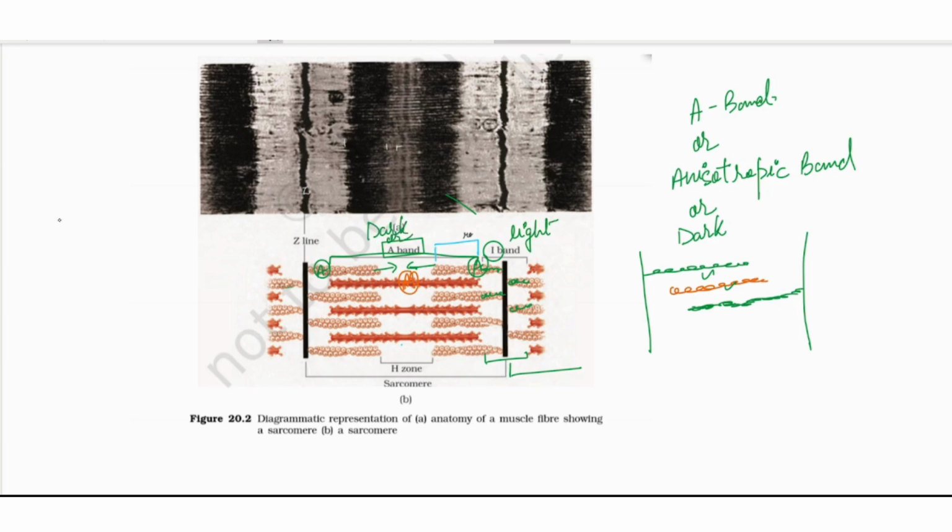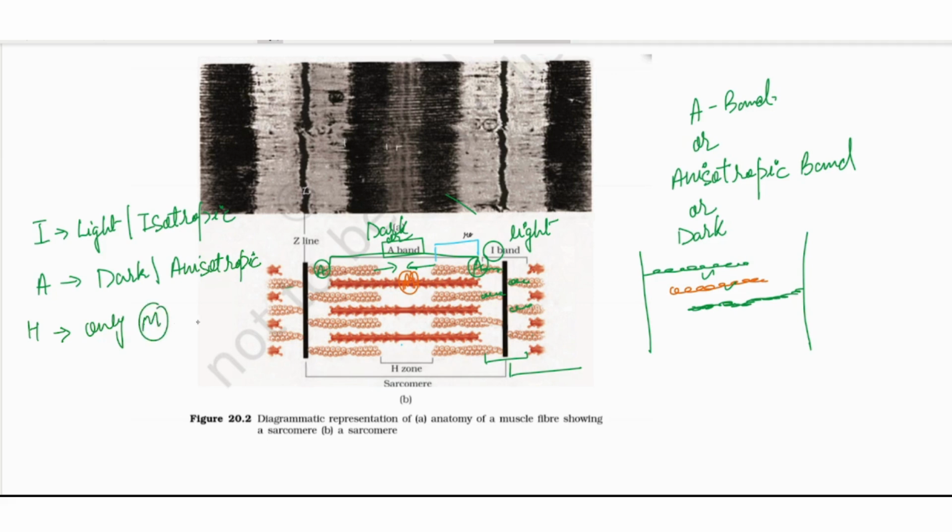So you should learn it. The I band is the light band, also known as isotropic. And the A band is the dark band, also known as anisotropic. These two you should know. And the H band is what? It is only the myosin filament, in the middle. It is not like the M line. The M line is in the middle, but the H zone is where only the myosin is present. And Z you know already, that is the wall of the two compartments.